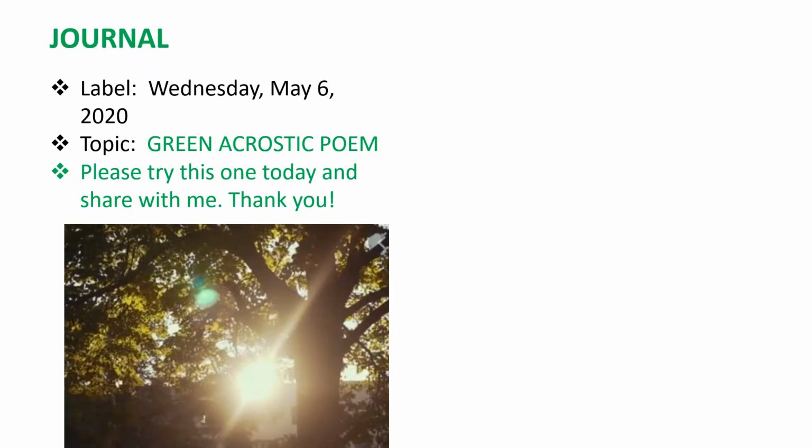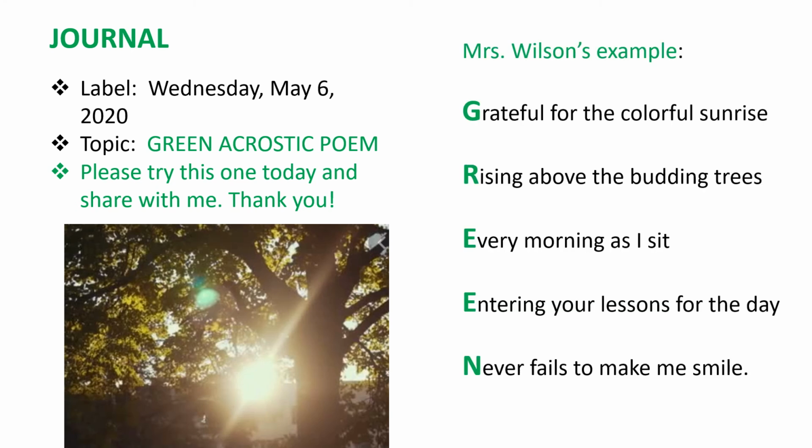Thank you. In your journal today, label it Wednesday, May 6th, and the topic is to write a green acrostic poem. If you usually don't do your journal work, please do it today. I'd love to see it. So what's an acrostic? When you write the letters going down G, R, E, E, and N, and then you put words that start with each of the letters.